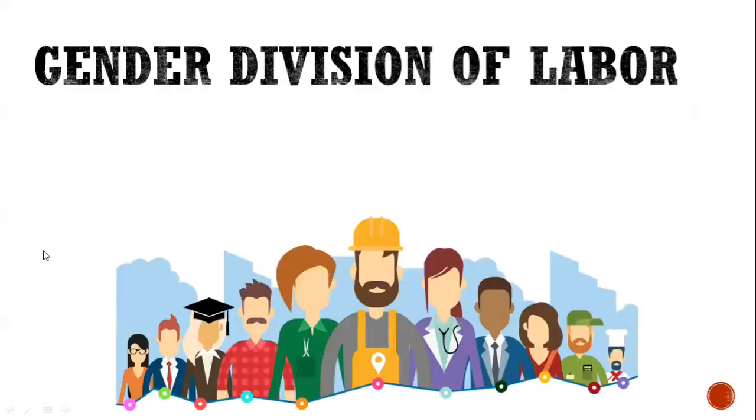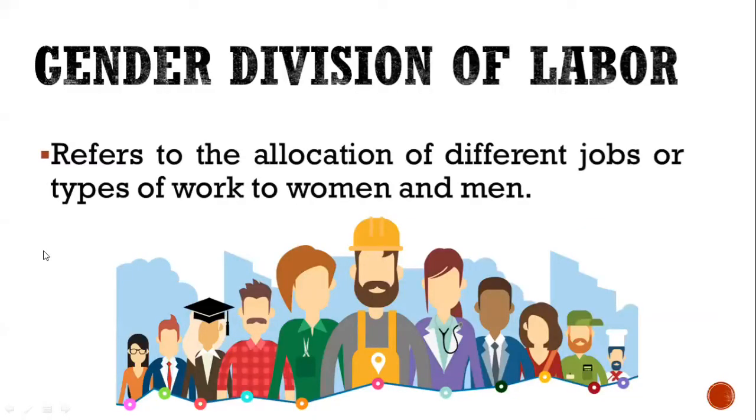Gender division of labor refers to the allocation of different jobs or types of work to men and women. So these are the different types of work na nakaatang or ibinigay sa atin ng society. So, sinet ito ng society sa atin.